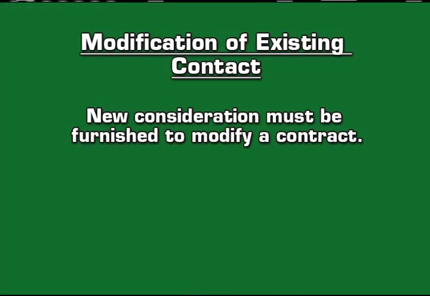Next topic, modifications of existing contracts. I've already said that new consideration needs to be furnished to modify a contract. If, for example, I ask you to build me a house for $150,000 and halfway through you decide you want $175,000. And I say to you, okay, I'll pay you the $175,000 because I feel I have no other choice. So you complete my house and now you're looking for your $175,000. Guess what? I don't have to pay you $175,000. I know I said I would, but I don't have to because there was no valid modification.